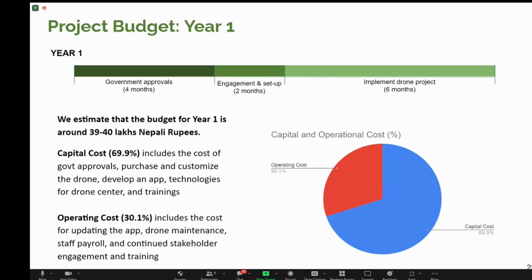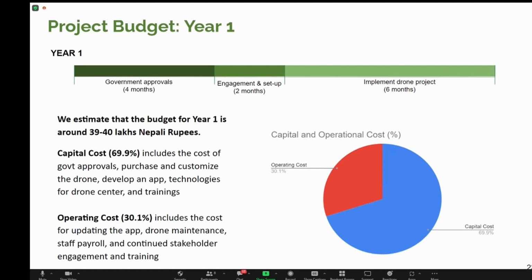When we're looking at the budget for year 1, within 1 year, you can see that the first 4 months we have hypothetically dedicated to government approvals. The next 2 months is for actually setting everything up, so transporting the drone, setting up the hub, and then only the last 6 months is for actually implementing the drone, so actually having them fly and deliver medicines.